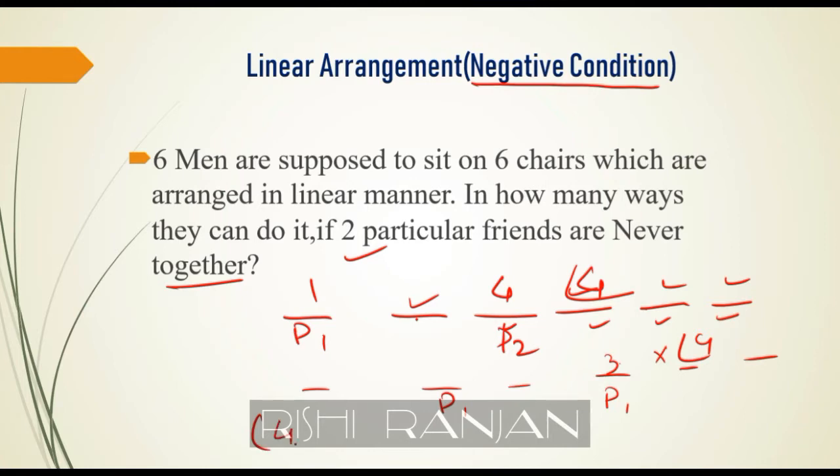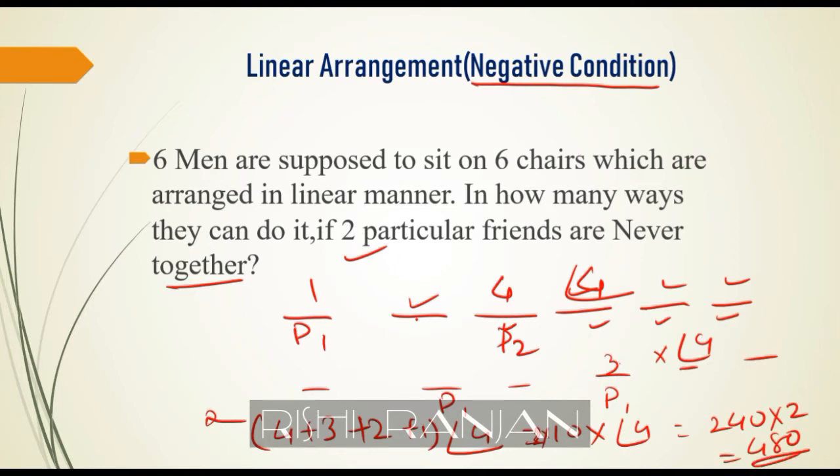Total, if I count, 4 plus 3 plus 2 plus 1 into factorial 4, which becomes 10 into factorial 4, 240. But here we have considered P1 here and P2 here. It can also be P2 here and P1 here. So the total becomes 2 into this much. So it becomes 240 into 2, that is total 480.